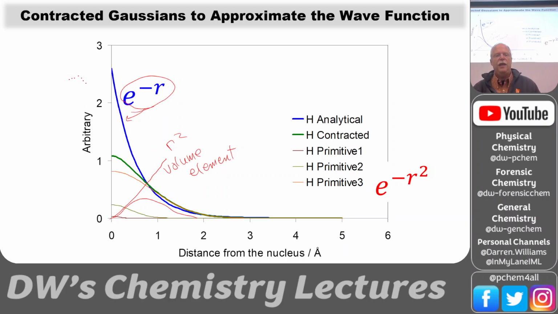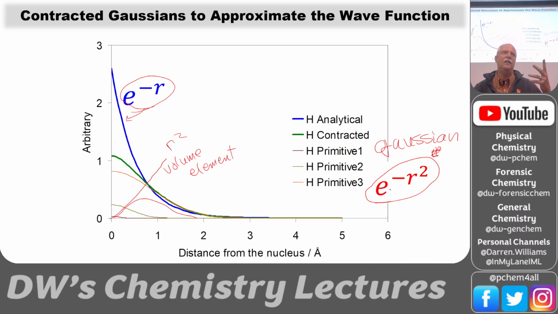Now, e to the minus r integrals with the volume element take a lot more time computationally than Gaussian integrals. Gaussian integrals, you can just look up the integral values for those. And so what they do is they try to approximate the e to the minus r wave function using e to the minus r squared functions, Gaussian functions.